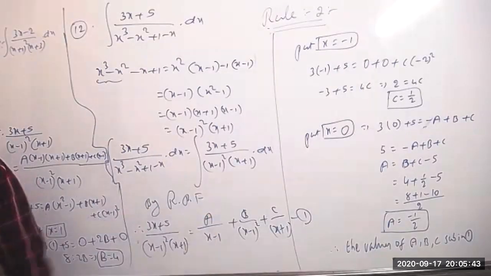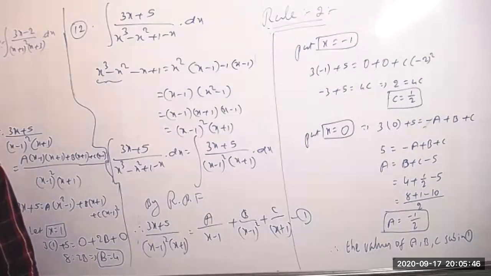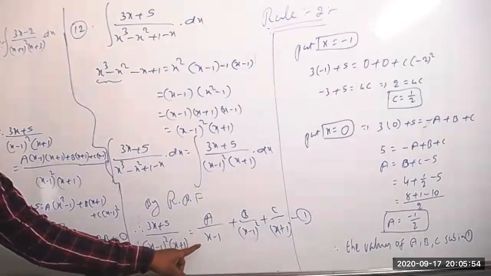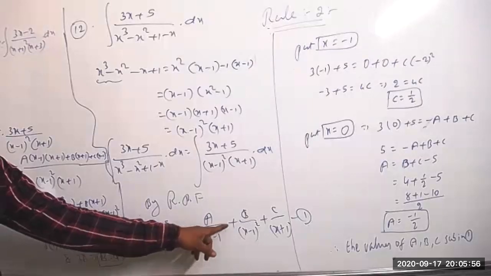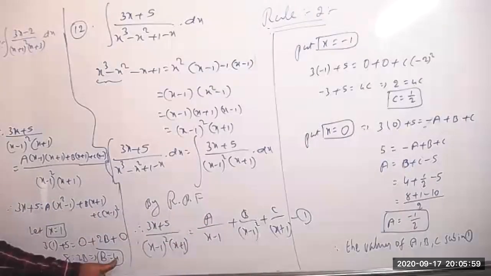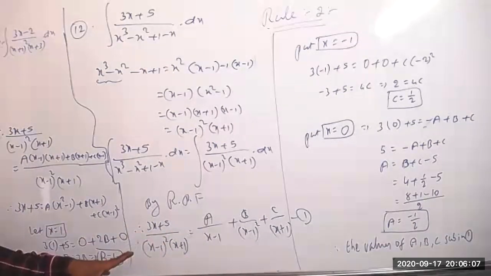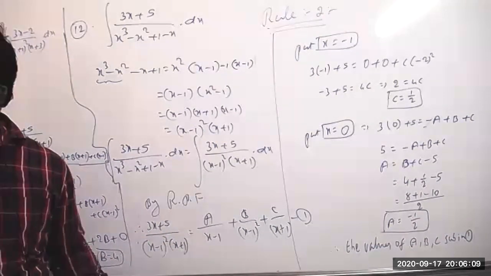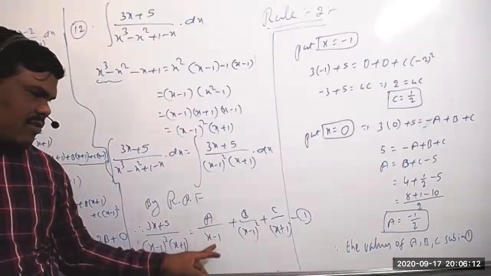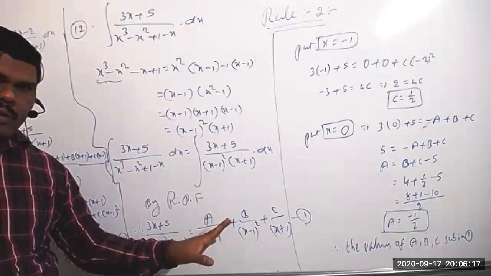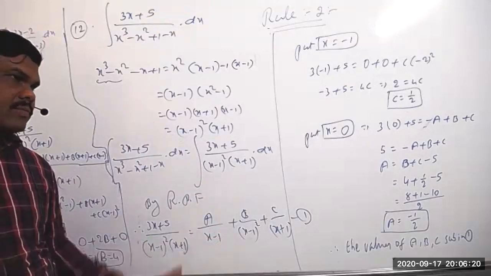Almost the problem is done. Just we have to apply integration on both sides, that's all. We are substituting a equal to minus 1 by 2, which we take outside anyhow. So minus 1 by 2 into log modulus of x minus 1 plus b equal to 4, so 4 by x minus 1, plus 1 by 2 into log modulus of x plus 1 plus c. Problem is done. Integration of 1 by x equal to log modulus of x. Directly once we got the values of a, b, c, our problem is done.